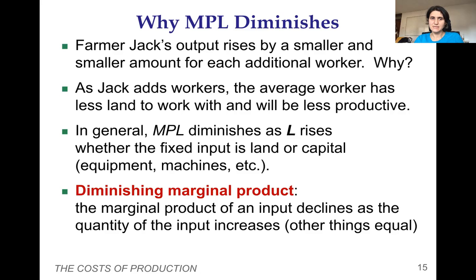As L rises, whether the fixed input is land or capital. So in the example that I gave you, the toaster, the limited one is the equipment. In here, land is fixed. The marginal product of labor diminishes as L rises, whether the fixed input is land or capital. The fixed input can be capital or land. So diminishing marginal product means the marginal product of an input declines as the quantity of input increases.